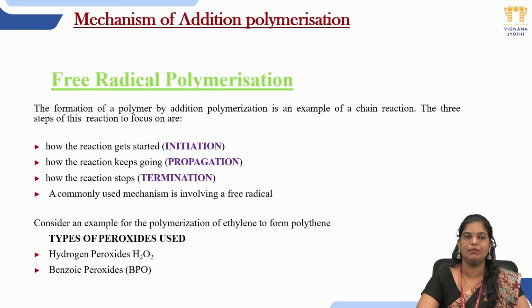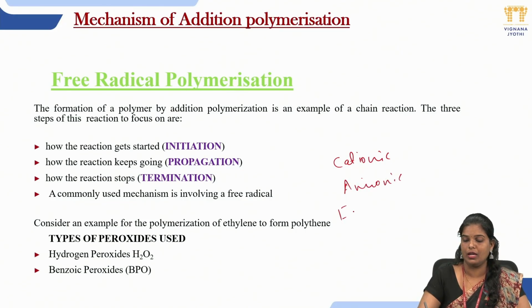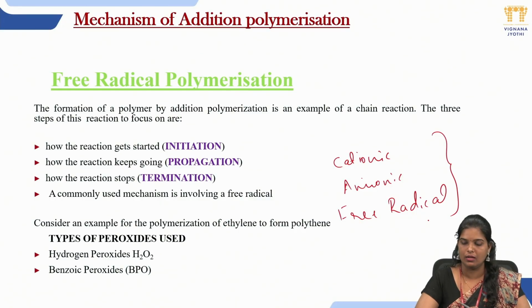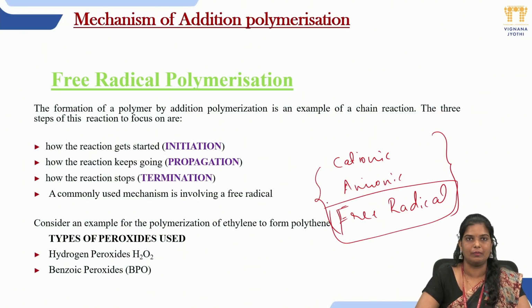Now let us see the mechanism. We said that addition polymerization happens by the addition of monomer material. It can happen in three different ways: cationic addition, anionic, or free radical. That depends on the material and the reaction we are focusing on. For this class, I will stress only the free radical mechanism. Now what is happening in the free radical?